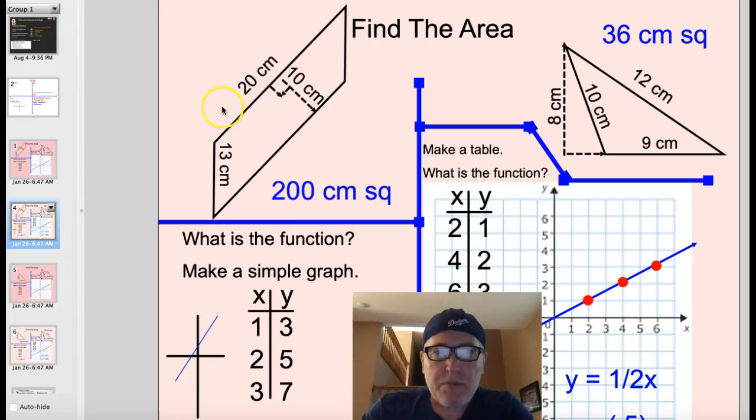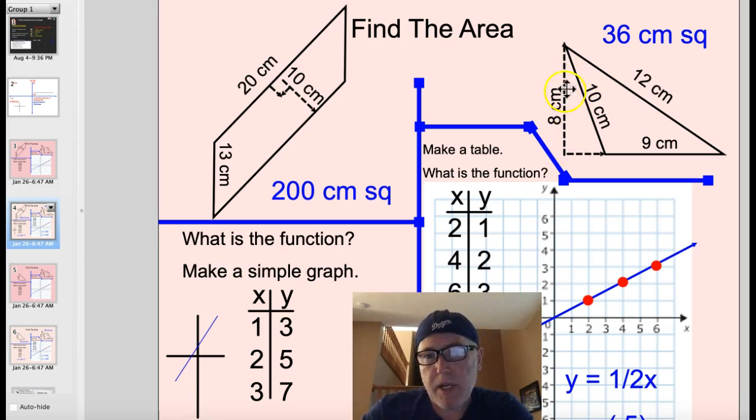answers to this. This is just base times height, 20 times 10, 200 centimeters squared. This is a distractor over here. It looks like the height because it's perpendicular to this line here, but we want the line that's perpendicular to the base. Here's our target for today.